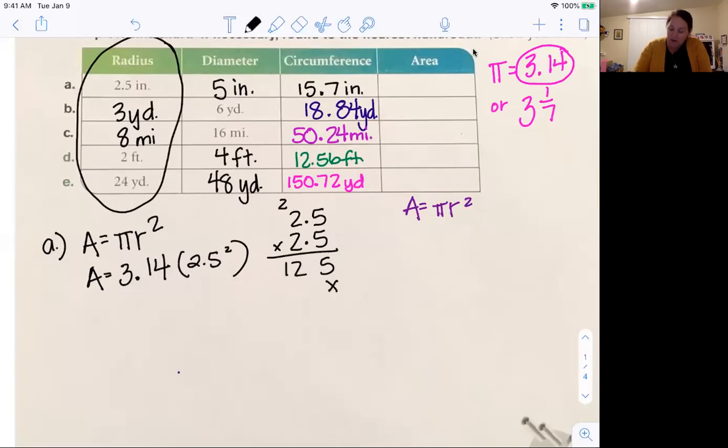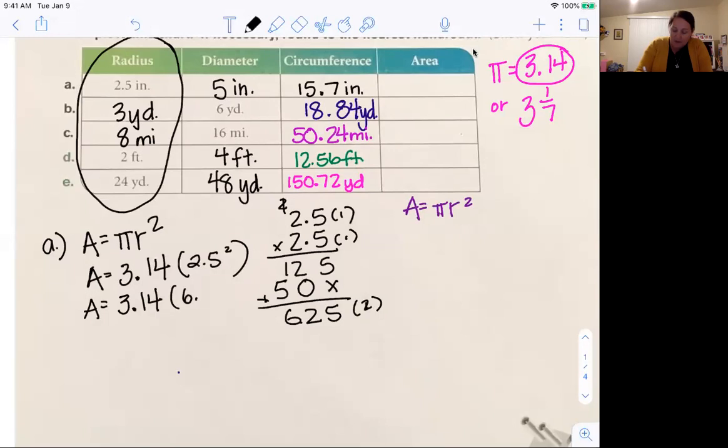Put my place marker there. 2 times 5 is 10. 2 times 2 is 4, plus 1 is 5. So I get 625, but I really don't. I have some decimals I got to put in. So I get 6.25. So area equals 3.14 times 6.25.